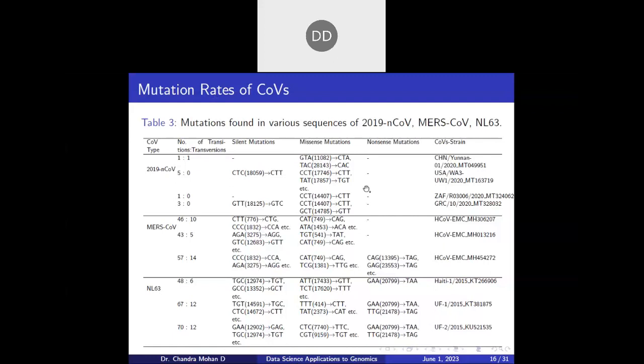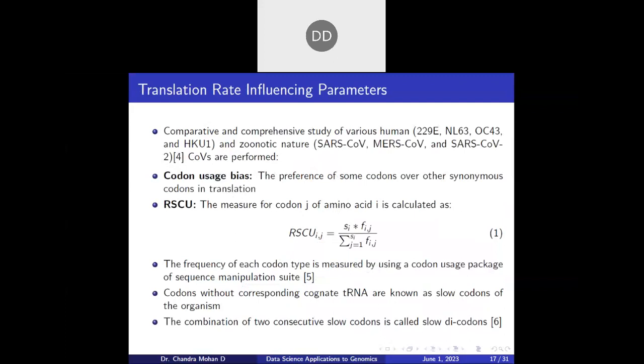And we identified there are no nonsense mutations in 2019 nCoV. This type of analysis we can do by using statistical methods. By using statistical methods, we identified that there are fewer silent and nonsense mutations in SARS-CoV-2, but a huge number of missense mutations, due to which 2019 nCoV spread a lot. This is one analysis we can do, and there are different ways also.